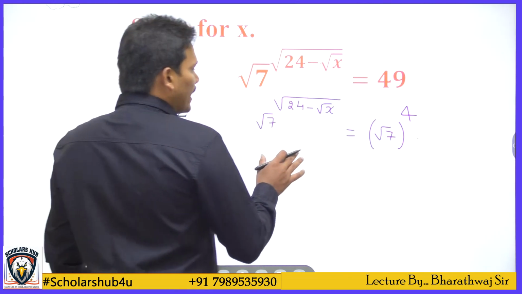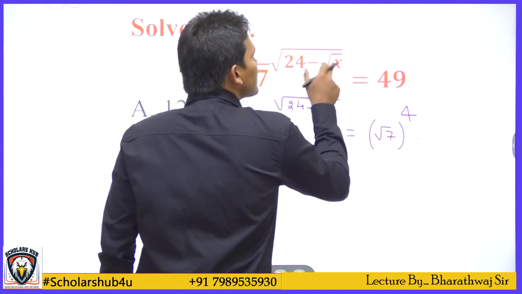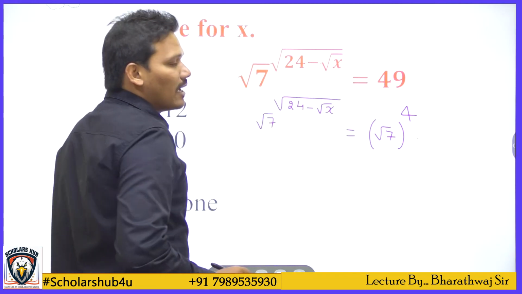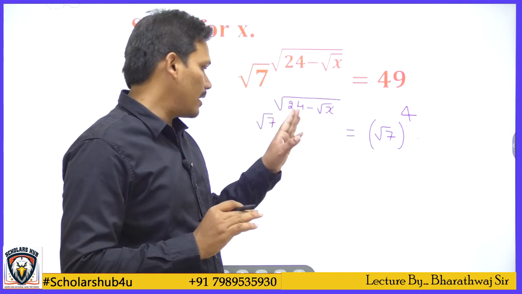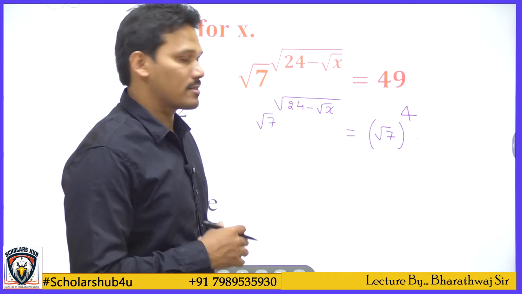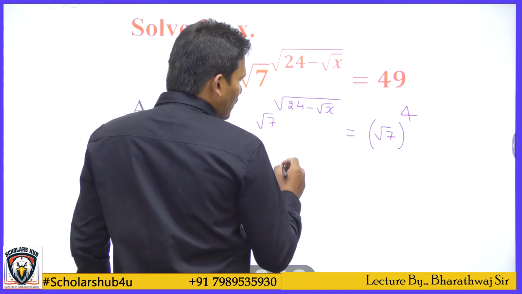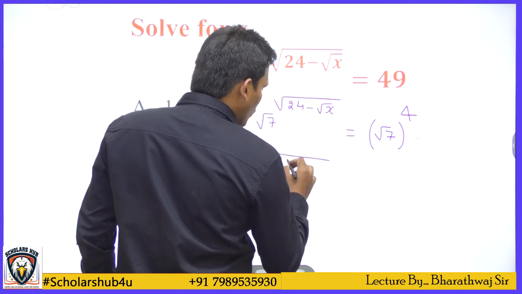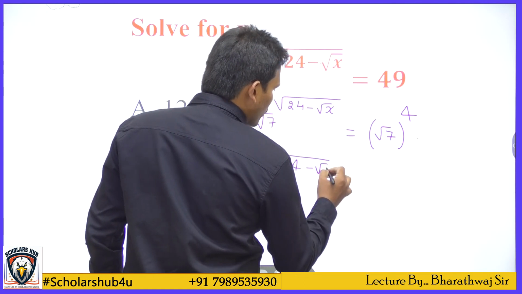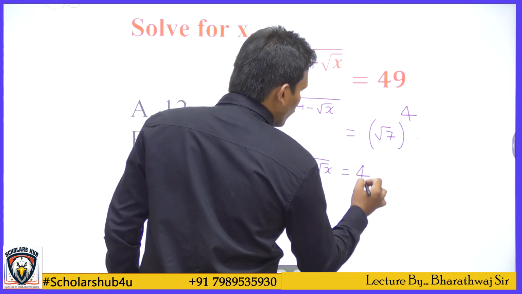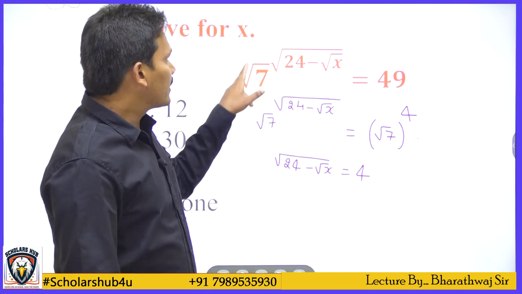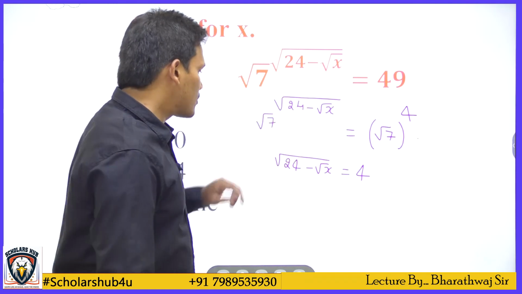Here the bases are already equal, so the powers have to become equal because there is an equal to symbol in between LHS and RHS. So you can equate the powers, that will be root of 24 minus root x is equal to 4. He is asking to find the value of x. Try to eliminate all these roots.